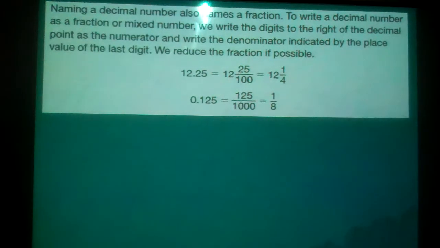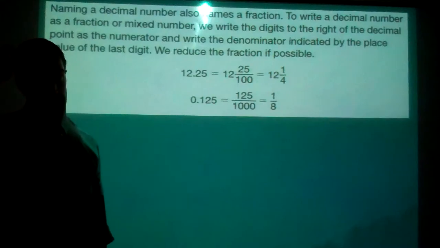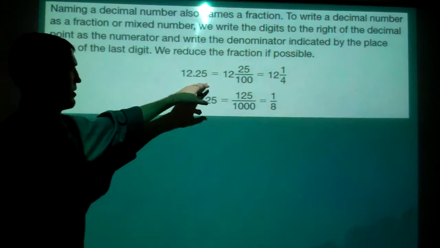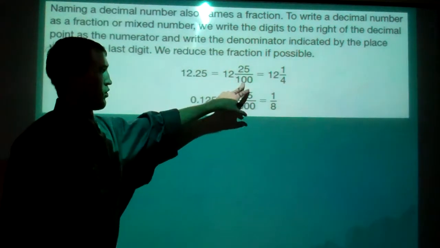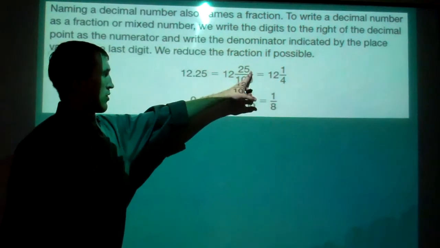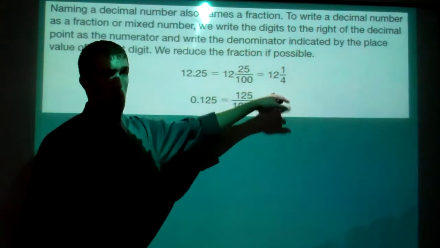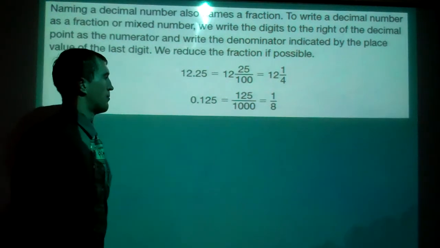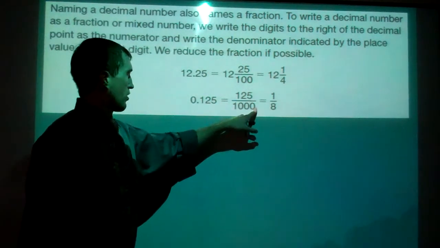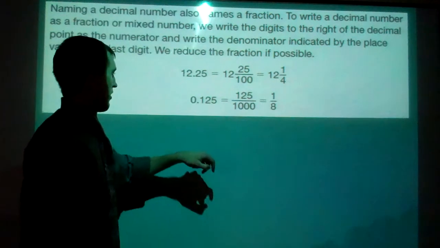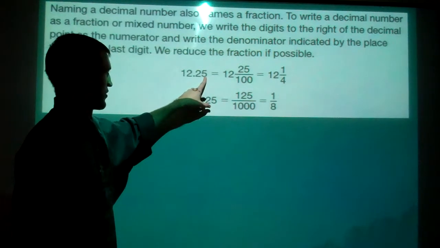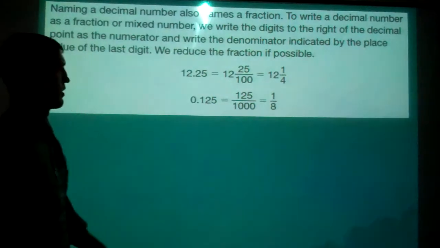Alright. When we name a decimal number, we can actually use that name to turn it into a fraction. For instance, 12 and 25 hundredths is the same as 12 and 25 over 100. Then all we have to do is reduce this to 1/4. Divide by 25, we get 1. Divide by 25, we get 4. Same goes for this one: 125 thousandths. That's 125 over 1,000 and reduces to 1/8. Now that's because this was in the thousandths place, so we put it over 1,000. For 25, this 5 was in the hundredths place, so we put it over 100.